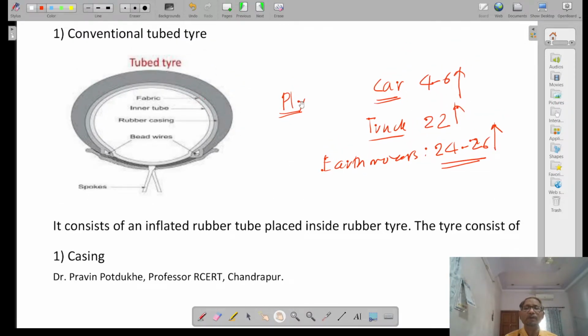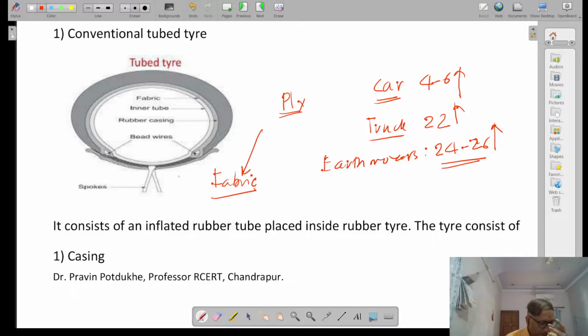So 4 to 6 plies if it is a car, 22 if it is a truck, and 24 to 26 if it is an earth mover. Each layer is what I call a ply. What is a ply? Basically it is made of fabric. It should be very clear to you that the ply is made of fabric.